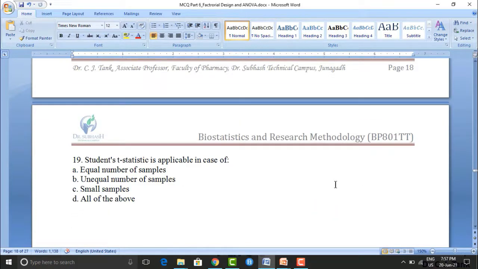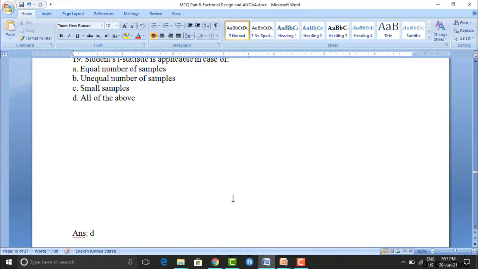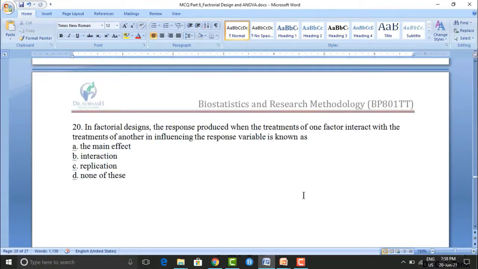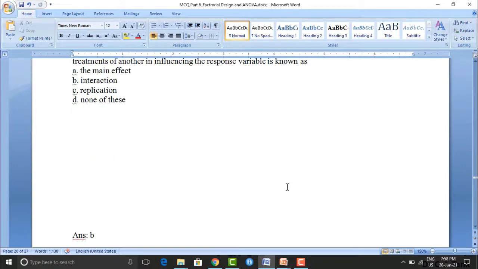Student's t statistic is applicable in case of option A, equal number of samples, option B, unequal number of samples, option C, small sample, and option D, all of the above. Here the correct answer is option D, all of the above. In factorial design, the response produced when the treatment of one factor interacts with the treatments of another in influencing the response variable is known as option A, the main effect, option B, interaction, option C, replication, and option D, none of these. The correct answer for this question is option B, that means interaction.